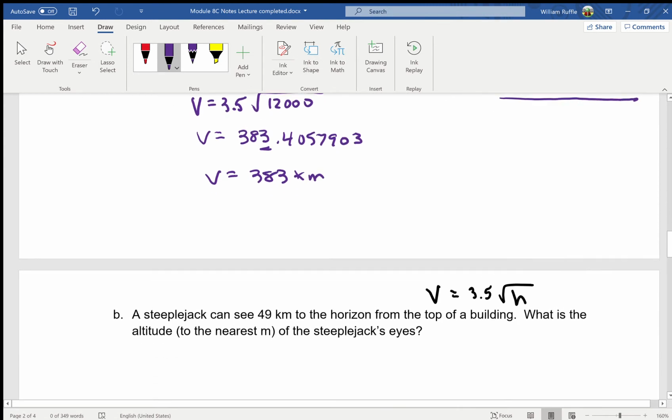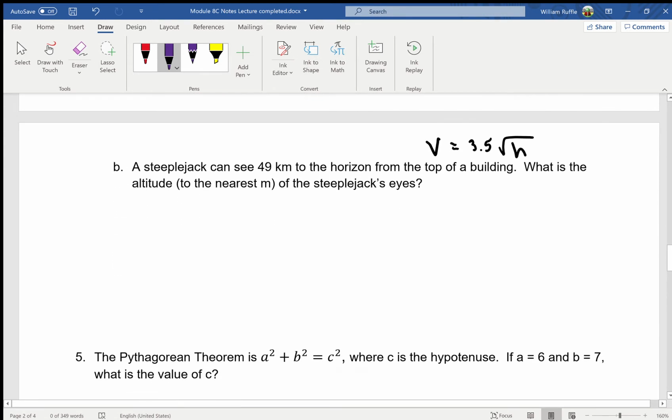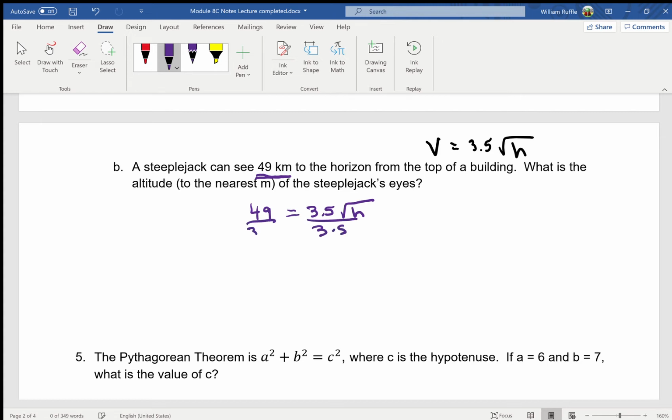Now this next question, I'm going to be using the exact same formula, except this time a steeplejack can see 49 kilometers to the horizon. What is the altitude of the steeplejack? So this time I'm given the V. So V equals 3.5 times the square root of H because I'm looking for the height. So I have to divide each side by 3.5, and I get 14 equals the square root of H. Well, what's the opposite of square rooting? Well, I'm going to square each side. So I get 196 meters is equal to the height.